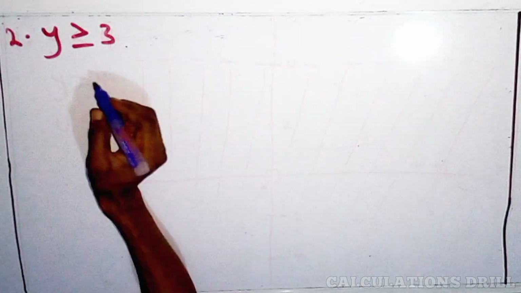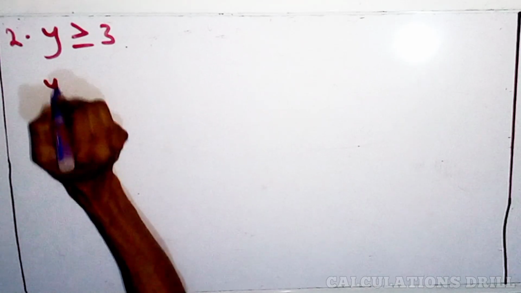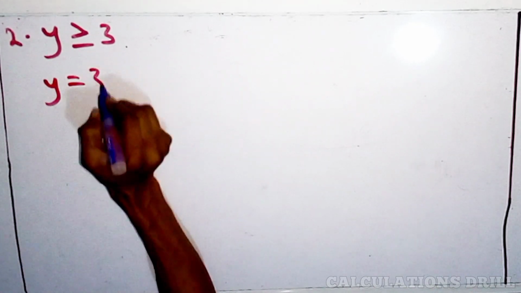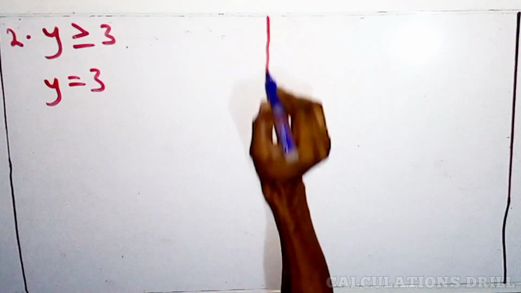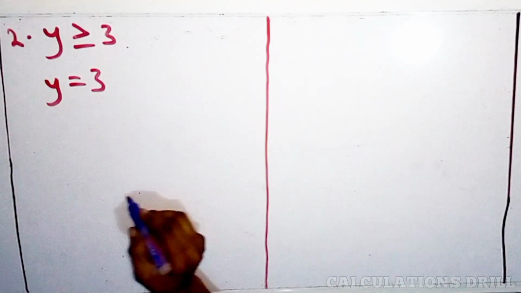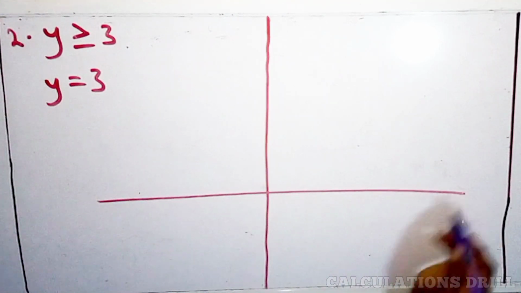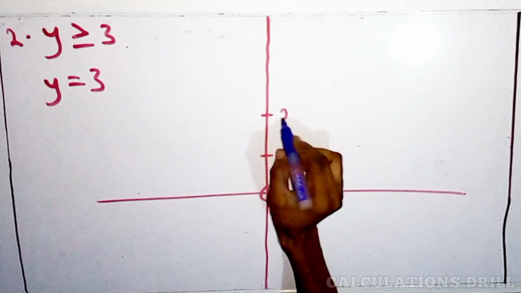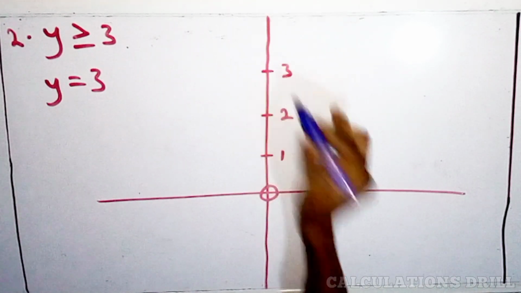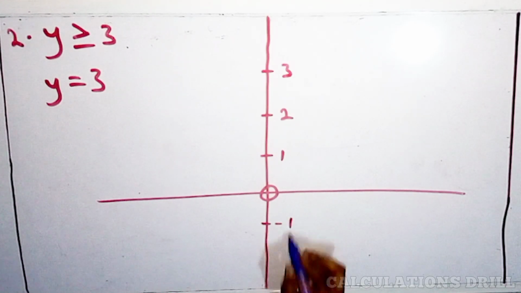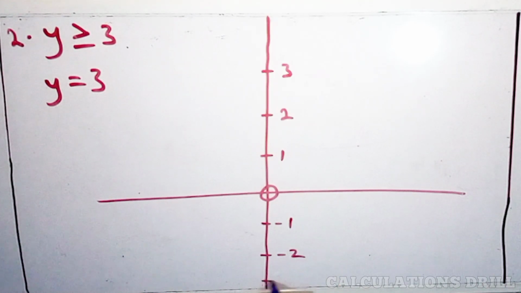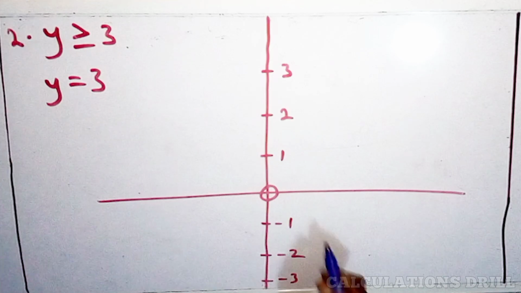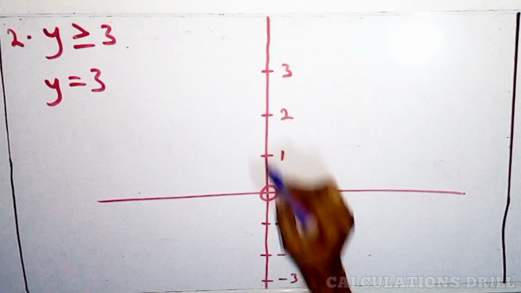Let's see the second example. y ≥ 3. So y = 3. Then we draw our graph. As you can see, this is the 0, the origin. Then we have the positive y-axis and the negative y-axis. Since we don't have anything to do with x, that's why x is not labeled or numbered.